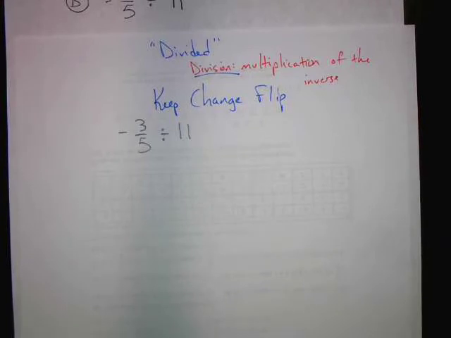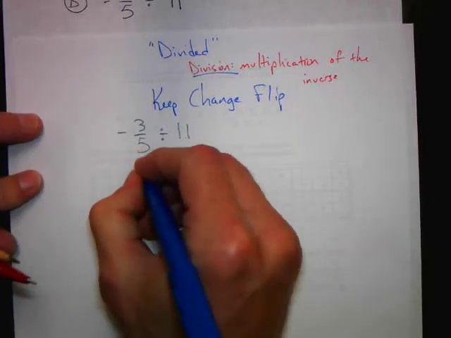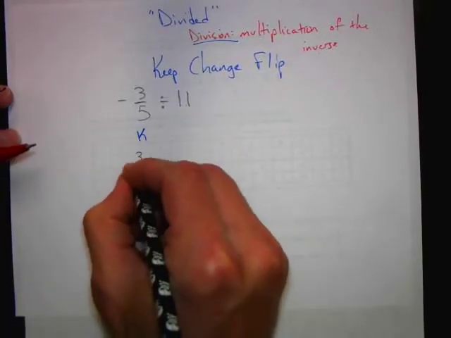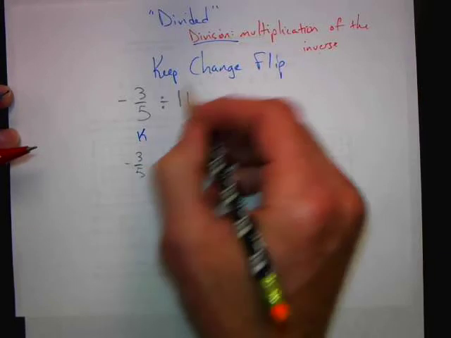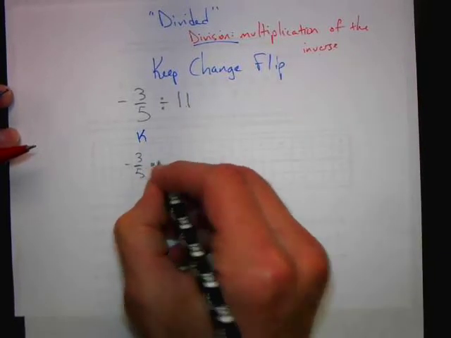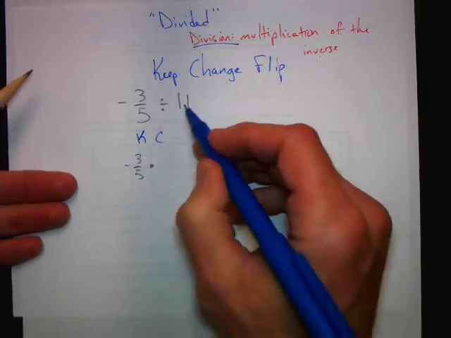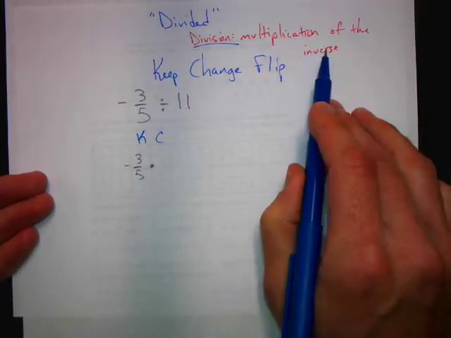Okay, so how does this work? Well, we keep the first fraction the same, which is negative 3/5. We change division to multiplication, and then we flip the second number, or take the inverse.